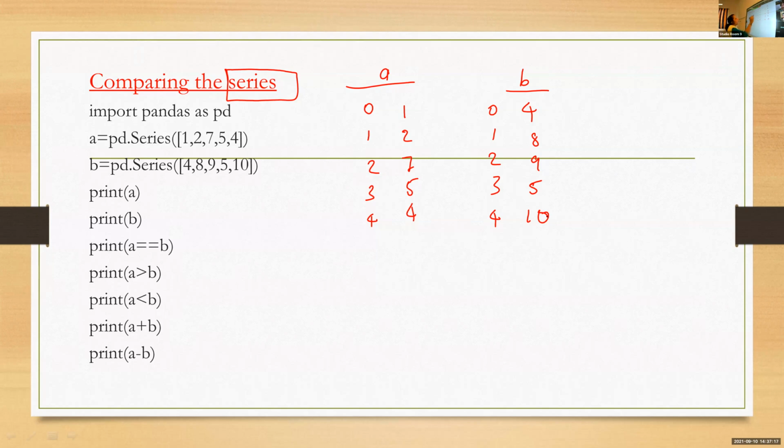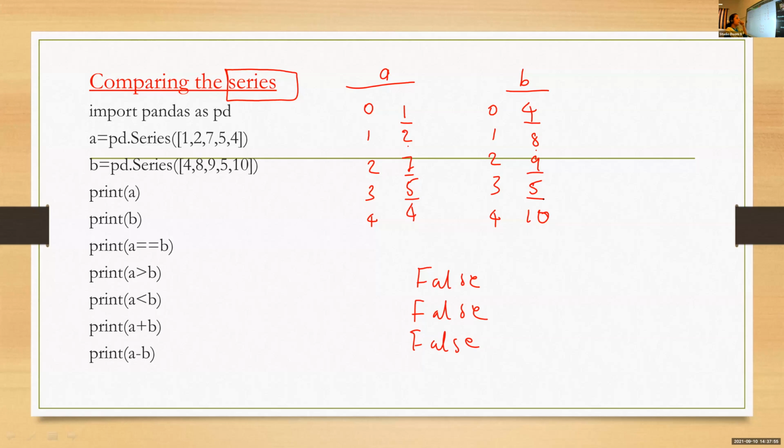So it will compare the first value of A and B. Is it equal? No. So the result is false. Then 2 and 8 is again a false statement because 2 is not equal to 8. So the result is again false. Then 7 and 9, it is also not equal. So the result is again false. Here 5 and 5. Here 5 is equal to 5.